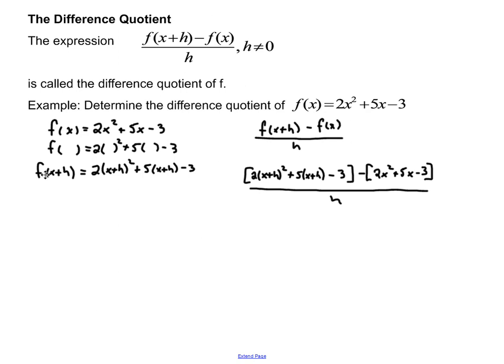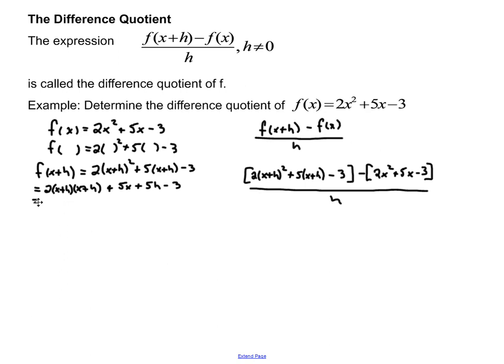So, we need to get ready. This is a bit of expanding that we're going to have to do right here in order to evaluate this, but that's okay. We can handle it. We know what happens with x plus h squared, for example. This is the same thing as saying 2 times the quantity x plus h times x plus h plus, I'm going to distribute this 5 here into that quantity, 5x plus 5h, all minus 3.